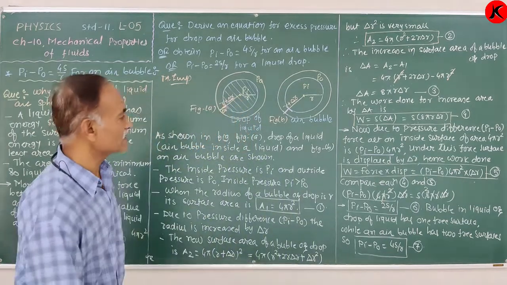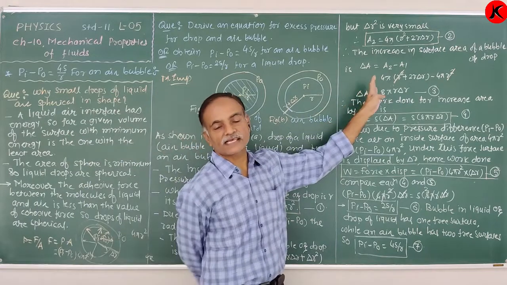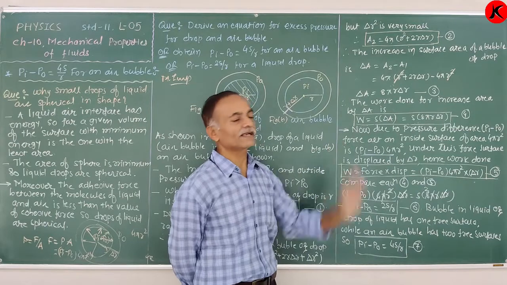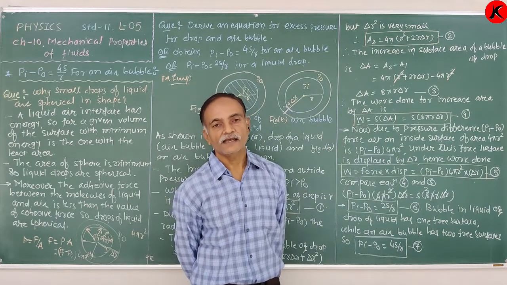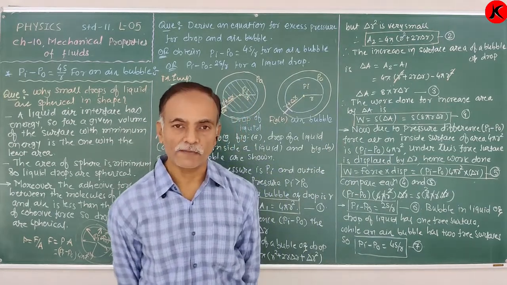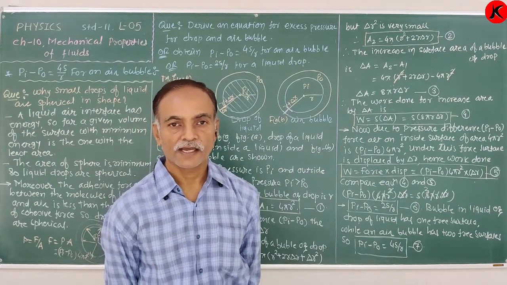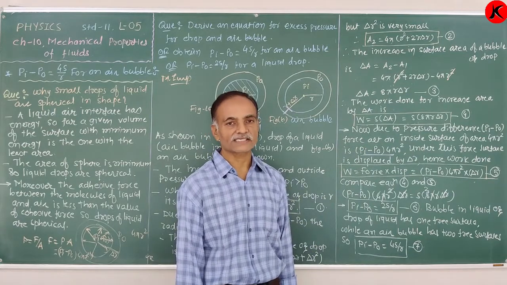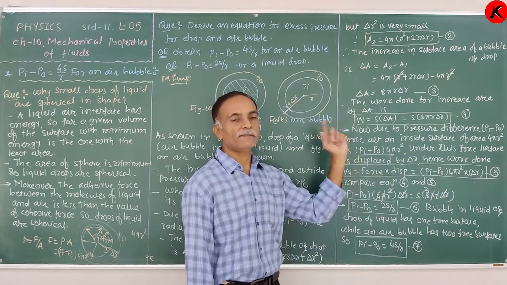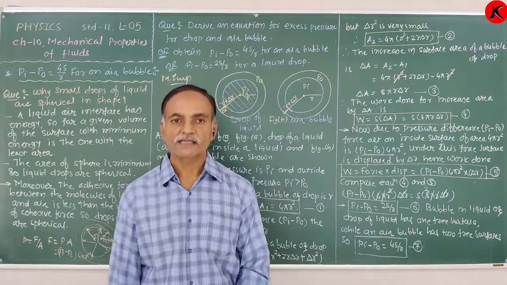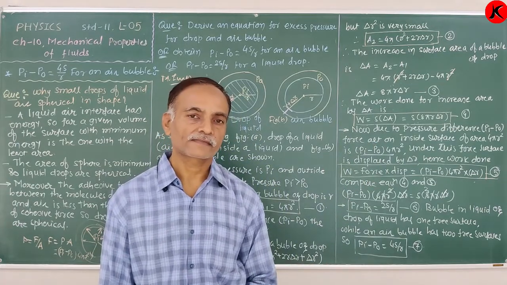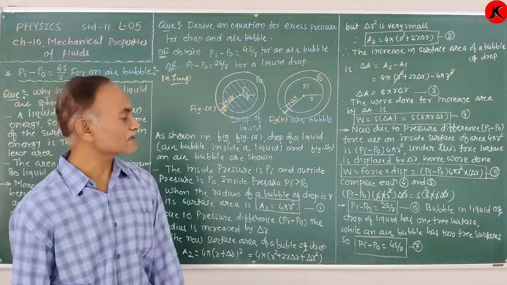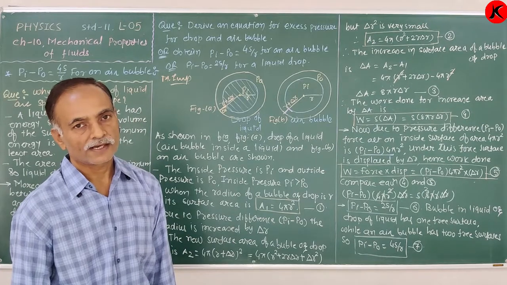Only keep in mind that first we have to obtain the increase in area, and using the definition of surface tension, we calculate the work done. Second, the work done is obtained from the concept of force into displacement. Due to the pressure difference, the force is Pi minus Po into 4 pi R square. Due to this force, the surface is displaced by delta R. Therefore, we calculate the work done. Now we compare both work done expressions and obtain the equation of the pressure difference Pi minus Po. Clear? Okay.